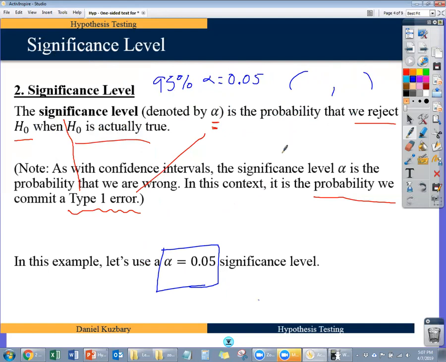This is common. There are a lot of common significance levels. Sometimes 0.10 is fine. Sometimes 0.01 is used. Sometimes 0.05 is used. You can let this be anything. But this is the chance I reject H naught and I'm wrong. So I want that to be around 5%.